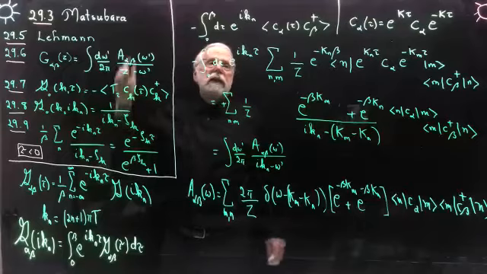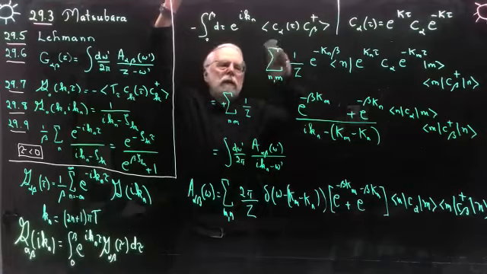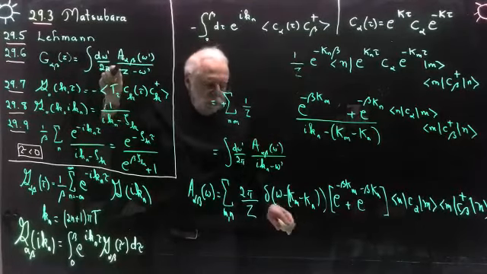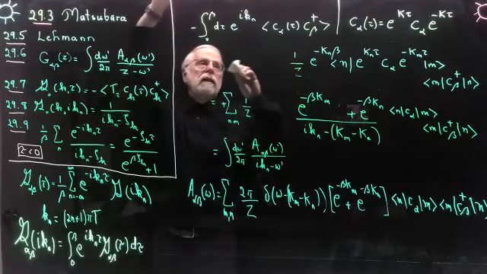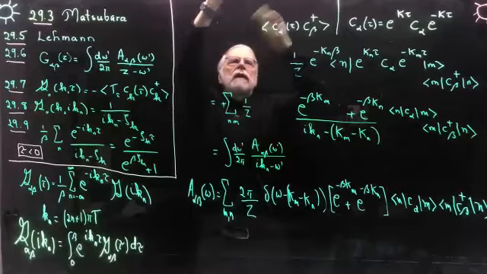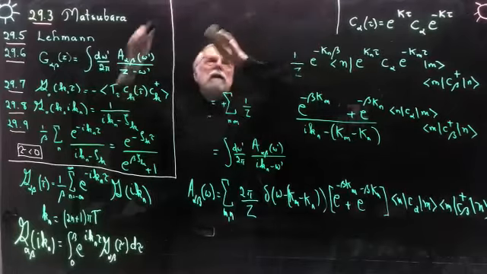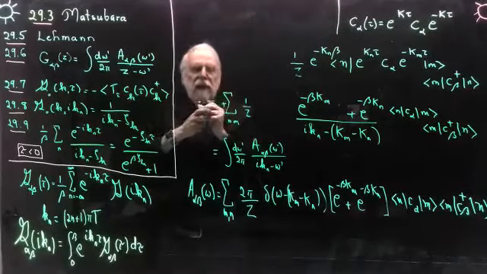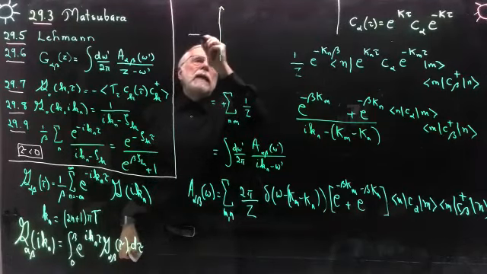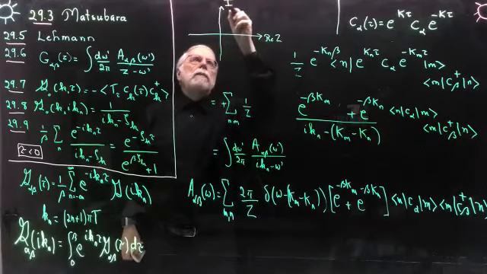Okay, so now you see that the retarded function, you can easily prove for yourself, is exactly this with this spectral weight, except that here you have omega plus i eta. So you see that if I define this function like this, so this is the complex plane. So I have the real part of z, imaginary part of z.